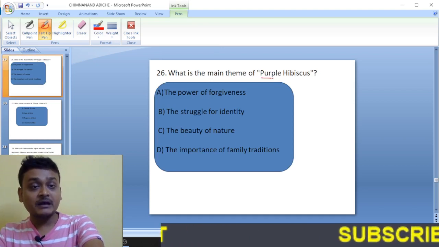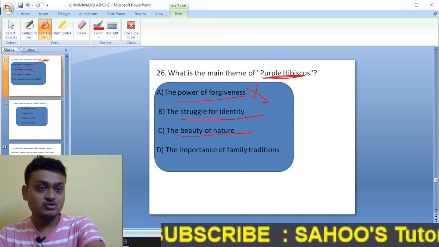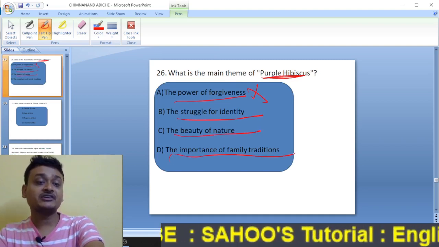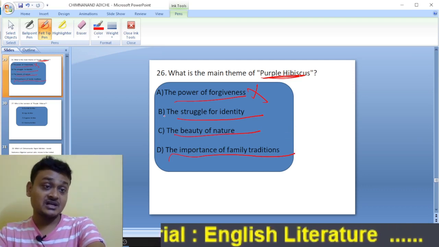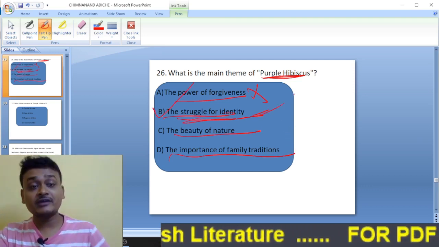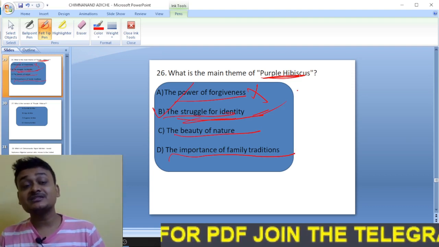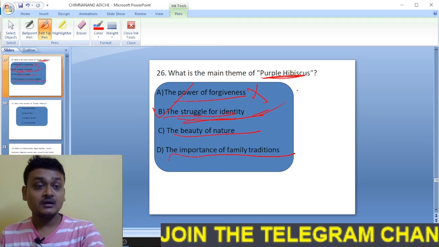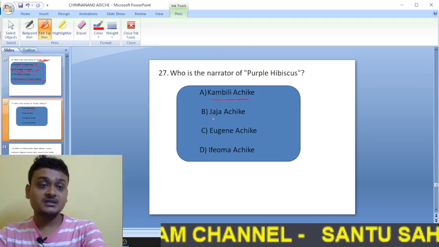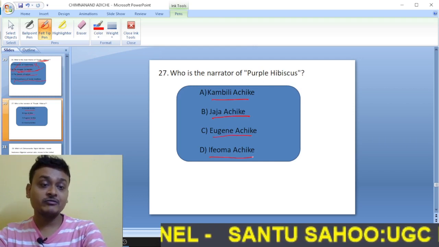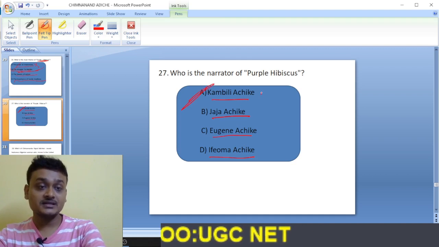What is the main theme of Purple Hibiscus? Forgiveness, no. The struggle for identity, the beauty of nature, the importance of family tradition. So the main theme of Purple Hibiscus is the struggle for identity. The struggle for identity is the main theme of the novel Purple Hibiscus that was published in the year 2003. Moving on to question number 27. Who is the narrator of Purple Hibiscus? Kambili Achike, Jaja Achike, Eugene Achike, Ifeoma Achike. So the narrator of the novel Purple Hibiscus is Kambili Achike.